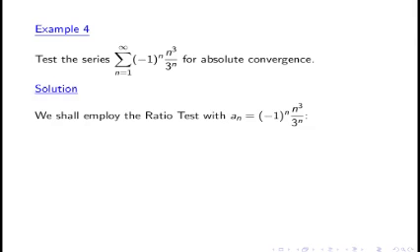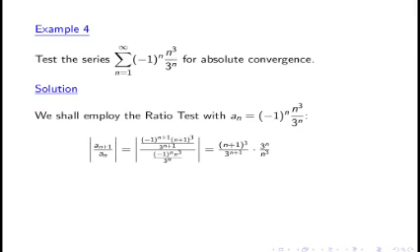Another example. We'll use the ratio test, and our a_n in this case is (-1)^n n cubed divided by 3 to the n. So the absolute value of a_(n+1) divided by a_n looks like this. a_(n+1) in the numerator, right? a_n in the denominator. And I can simplify this expression. I get (n+1) cubed divided by 3 to the (n+1) times 3 to the n.